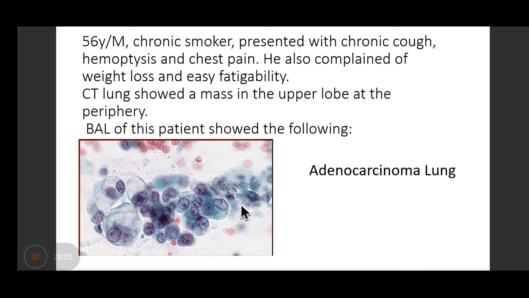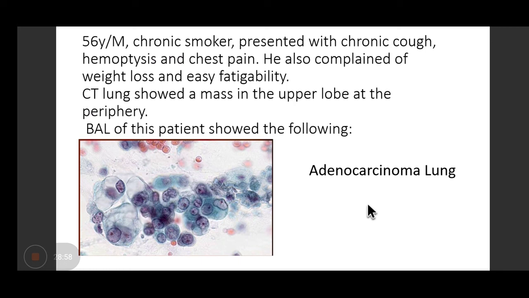EBUS is not an exfoliative cytology. Actually, it's the biopsy. Exfoliative cytology is BAL and bronchial washings. So when you see all these features, that is features of pleomorphism, signet ring type of cells, and 3D clusters, you'll come to a diagnosis of adenocarcinoma.